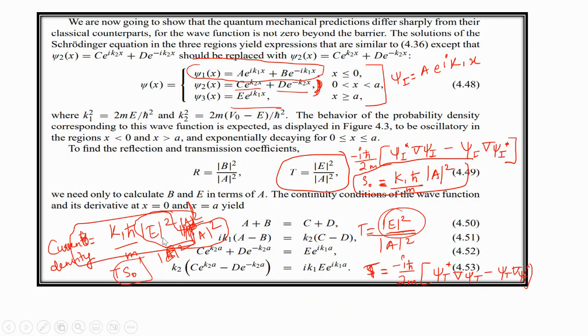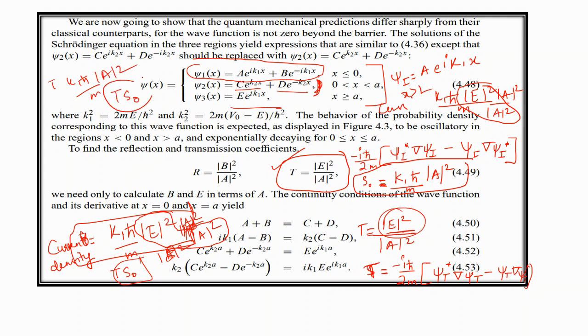Because here you can see the current density for the transmission region is k1 h cross E square upon m. This is the current density for x greater than L. If you multiply and divide it by A square, E square upon A square is T, the transmission coefficient. Now you are left with k1 h cross upon m A square, and you know it is S naught, right? So T S naught is the answer.